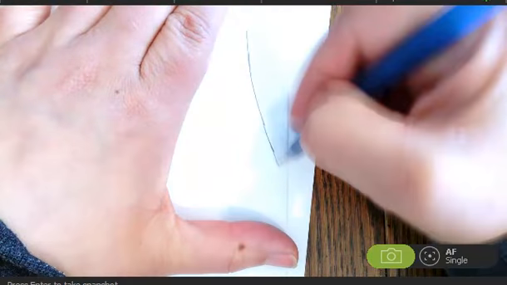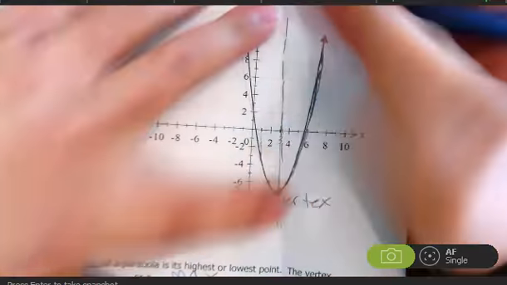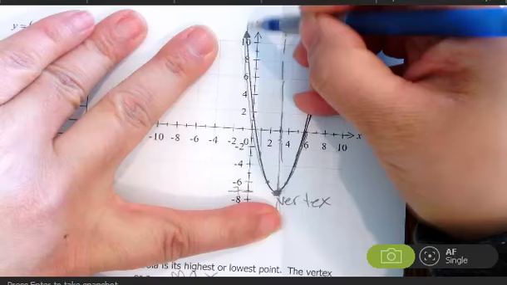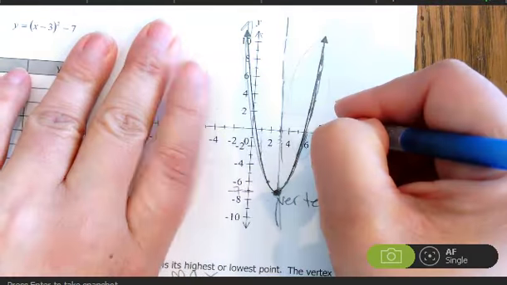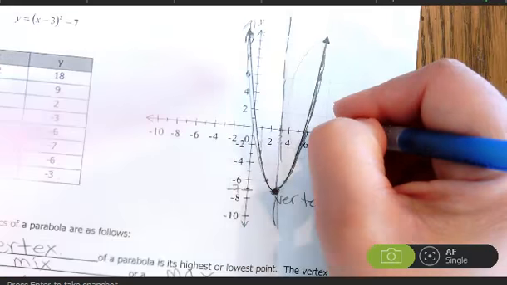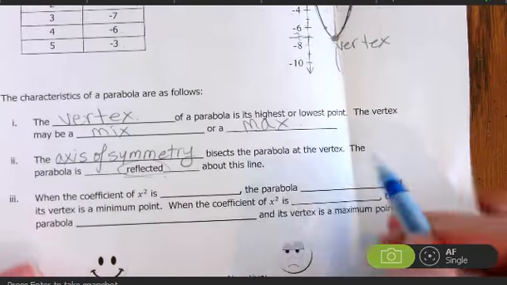And this is basically, if I were to transpose this onto the other side of the paper, I would end up with the exact same shape on that side. So it's basically exactly the same on this side as it is on this side here. That's what that means. So the parabola is reflected about that line.